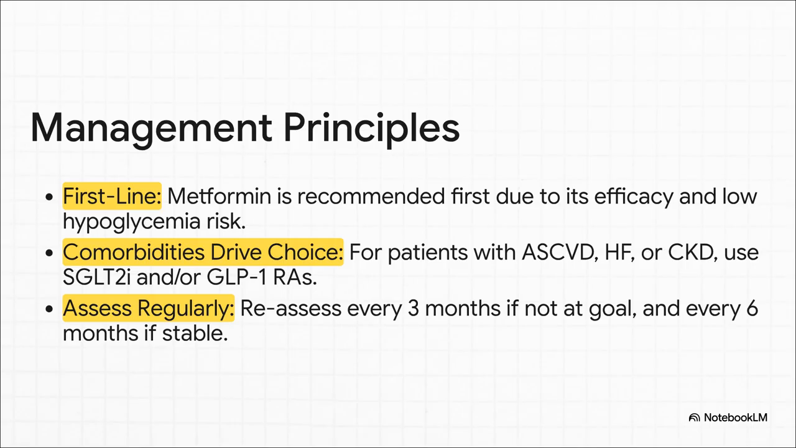Second, and this is the big one, comorbidities drive your next choice. If your patient has heart disease, heart failure, or kidney disease, a GLP-1 or an SGLT2 is the right call, even if their A1C is already looking pretty good. And finally, don't just set it and forget it. You have to reassess every 3 months if they're not at goal and be ready to intensify their therapy.